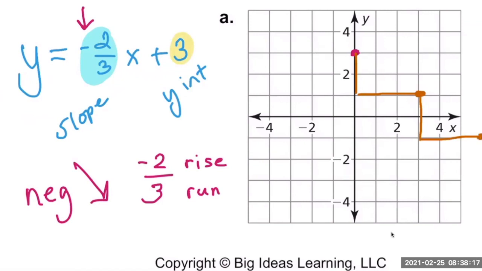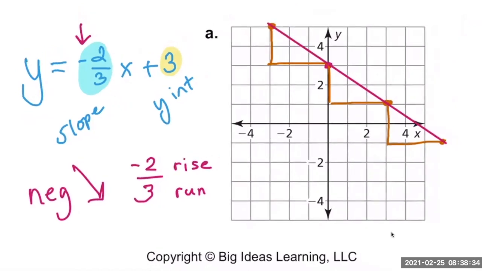And I'm going to do one more up here. And so this time I'm going to go in the opposite order. So I'm going to run 3 and I'm going to rise 2, just so I can have one extra point on my graph. Now this is where I can connect all my points and make a nice straight line. And there you have it. That's what your graph should look like.